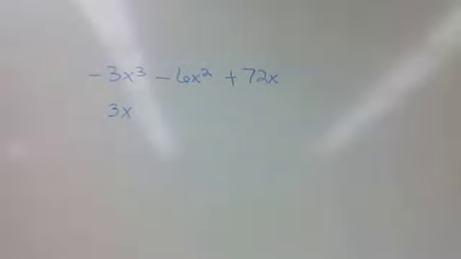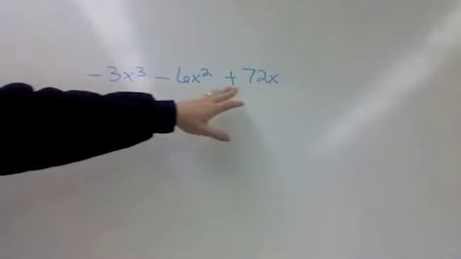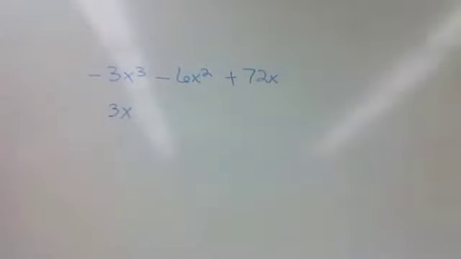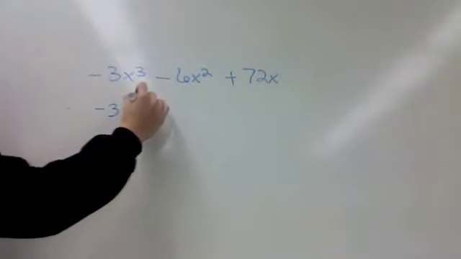Let's take a look one more time here and look a little bit closer. We have a negative here, and then a positive. But we know that we can multiply two negatives to make a positive. So we're going to be able to factor out a negative 3x out of this entire problem.